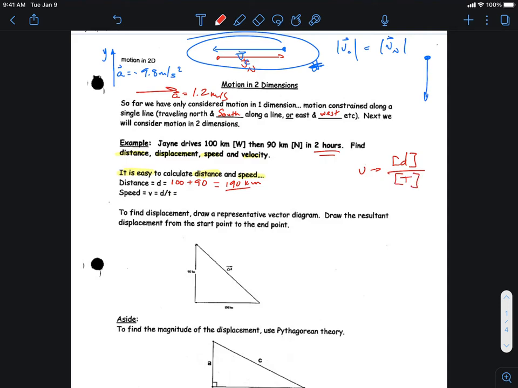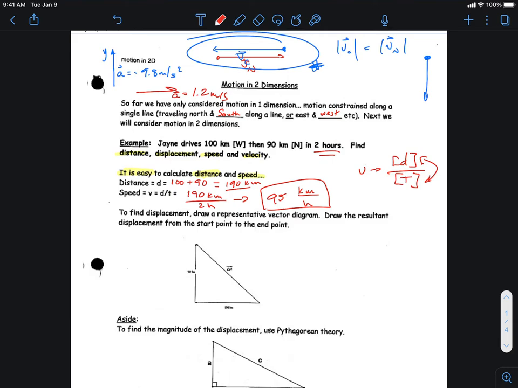Well, what am I going to do? So I'm dividing, right? So I'm going to take the 190 kilometers, and I'm going to divide by the 2 hours. What do I get? You should get the 95. Not writing too well today. Okay. There's distance and speed. You guys know how to do that. We're not too worried about the direction, right?